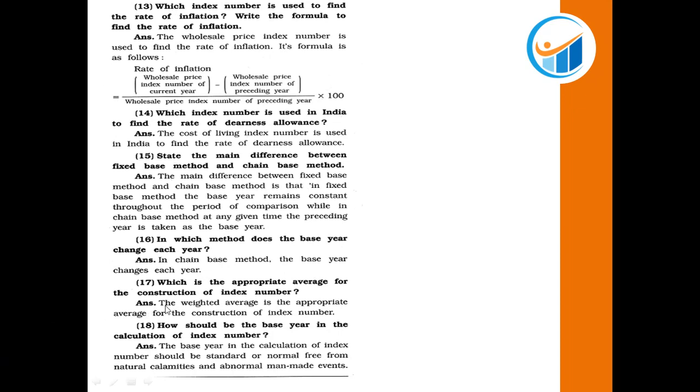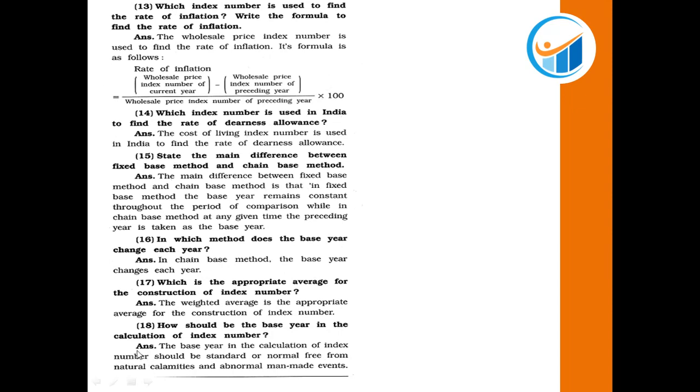Now we go further into section B, question number 17. What is written there? Which is the appropriate average for the construction of index number? So many times I have explained that to you. The weighted average is the appropriate average for the construction of index number. That is the most important question that as a student you have to keep in mind whenever you write down the answers. Each and every one of these questions, go through it once again, students.